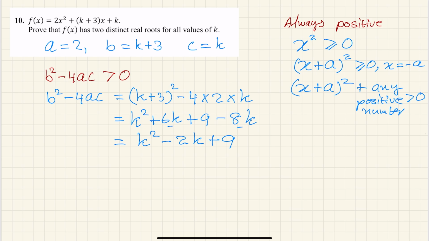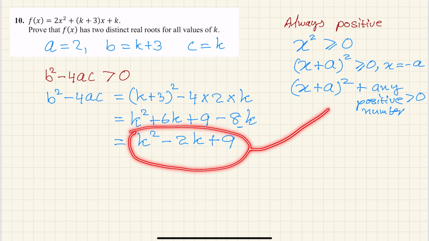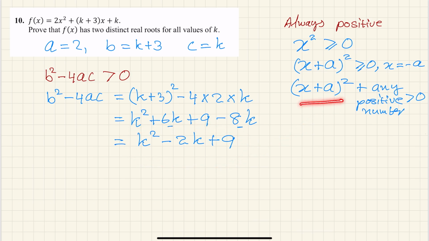So our aim is to prove that this quantity b square minus 4ac is greater than 0. Therefore, now we can decide what we have to do here. We need to simplify this expression to get this kind of expression, which we call the completed square form of a quadratic expression. So we have a quadratic expression of k. I'm going to complete the square for this expression. It is not a problem. We know how to complete the square.